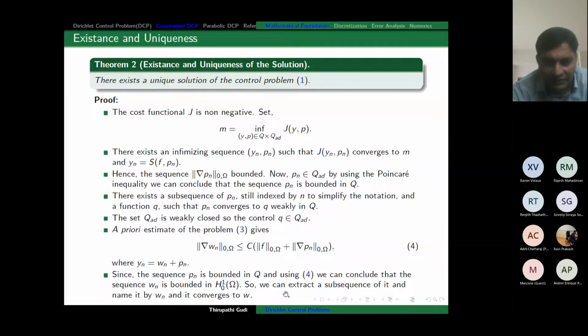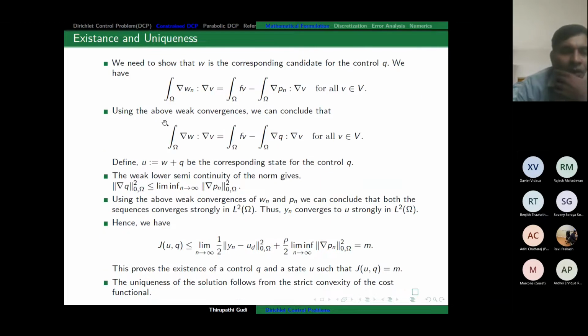We can again extract a subsequence, again denoted by Wn. Corresponding to the subsequence of Pn, you can get another subsequence Wn that converges to W. Because we have the weak convergence and Wn and Pn satisfy this, we can pass to the limit and we get this equation. So you can define u to be w plus q, the sum of the limits. This is the corresponding state.